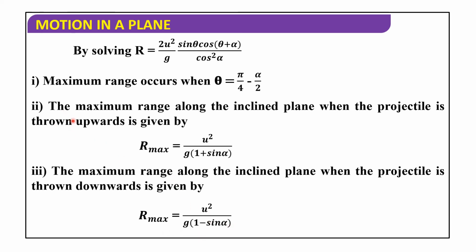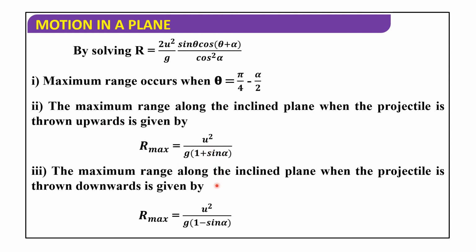First one, the maximum range along the inclined plane when the projectile is thrown upwards is u square by g into 1 plus sin alpha. The maximum range along the inclined plane when the projectile is thrown downwards is u square by g into 1 minus sin alpha. Downwards minus, upwards plus.